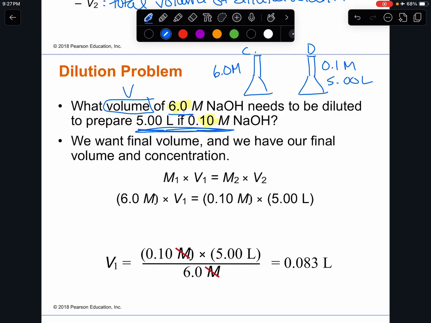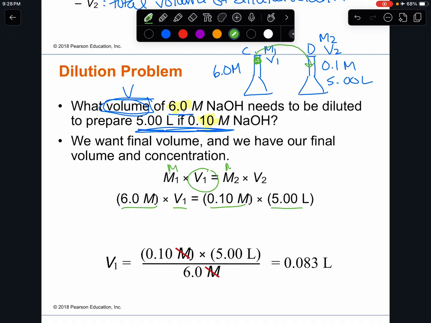And I want to make 5 liters of this. So this is my total volume, okay? Everything here is my M2 and my V2, and everything here is my M1 and my V1. So what I'm looking for is what volume I'm going to take out to put into this diluted, okay? So I'm looking for V1 here. So I put 6 times V1 equals 0.1 times 5 liters.